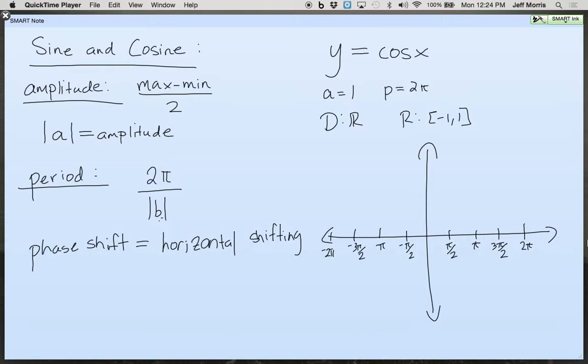Sketching one. Where does cosine start? Cosine does not start at 0. Cosine starts at 1, which is at the top of the amplitude. Now the amplitude's kind of key. I don't know if you've realized that, because the amplitude is how far up and down you go from the middle. So the amplitude's 1, so if I'm at the top, I'm just going to go down 1 to get to the middle, down 1 to get to the bottom.